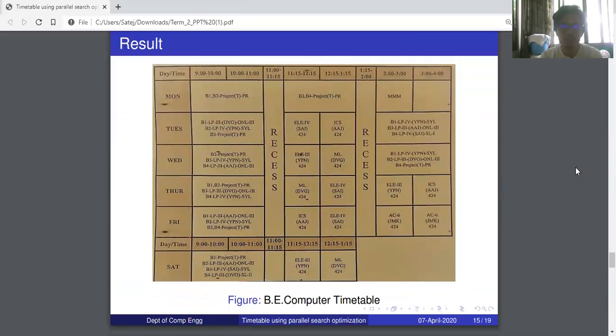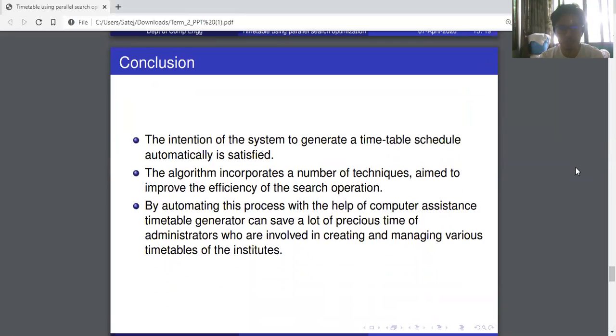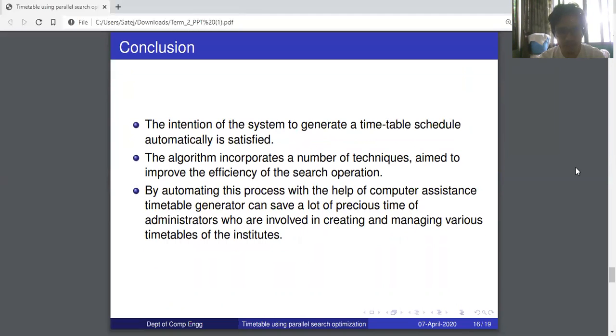The result of the timetable scheduling using parallel search optimization looks like this. The conclusion: the intention of the system is to generate a timetable schedule automatically, with all constraints satisfied. The algorithm incorporates a number of techniques aimed at improving the efficiency of the search operation. By automating this process with the help of a computer, the timetable generator can save a lot of precious time of administrators who are involved in creating and managing the various timetables of the institute. Such an algorithm can also be used for generating train scheduling and aeroplane scheduling.